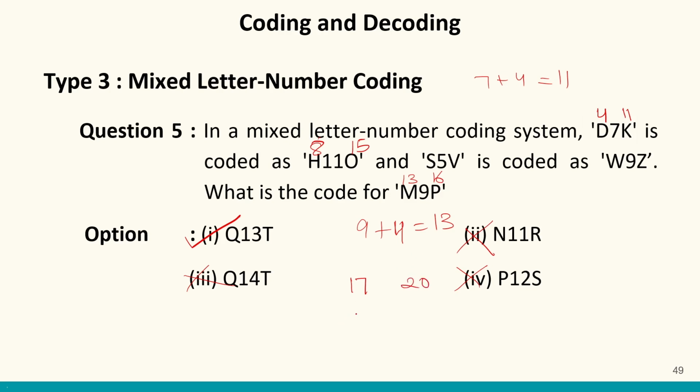So 17th rank belongs to Q and 20th rank belongs to T. So Q, T, and in the middle we have 13. So this is my code, which is the answer. So you can use both the approaches.